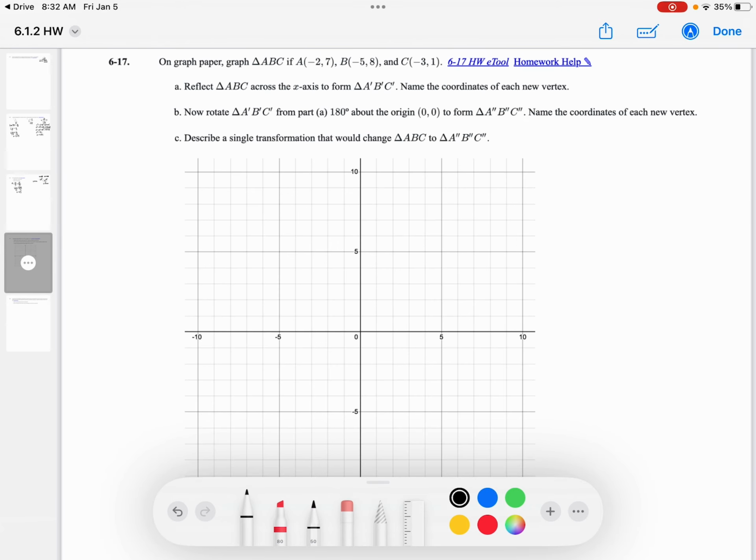All right, problem 617. Graph triangle ABC if they give us those different vertices. So let's just start by doing that. So A is at -2, 7. So there's A. B is at -5, 8. And C is at -3, 1. Okay, so there's our triangle.